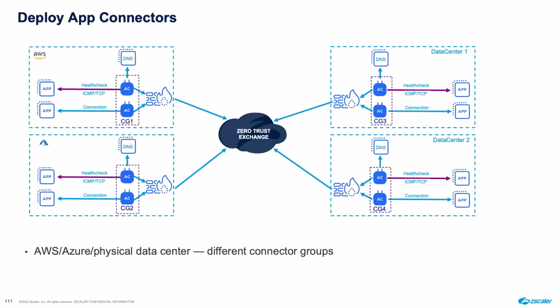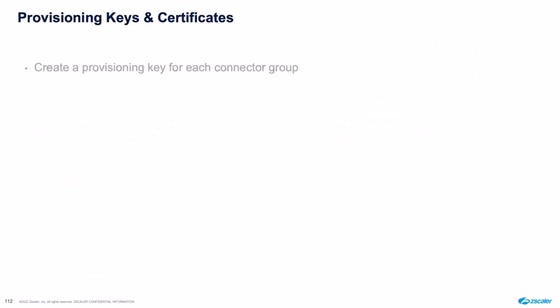Also represented are Direct Connect and ExpressRoute connections bridging our physical data centers into our cloud platforms. So now this means that any of our app connectors can talk to the applications in any location. However, the app connectors will optimize the connections via their respective app connector groups, providing the end user with the best connection experience. Additionally, app connectors rely on what is called a provisioning key.